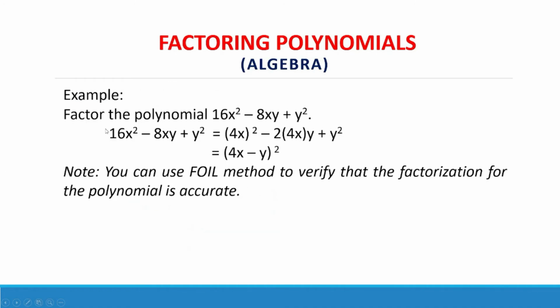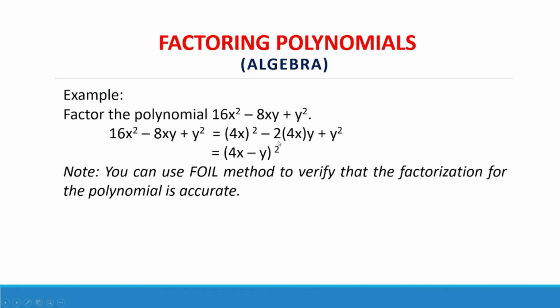So example, factor the polynomial given, 16x squared minus 8xy plus y squared. Identify first the first term, that's 16x squared, and 16 is a perfect square of 4, so 4 times 4 is 16. The first term is 4x squared: 4 times 4, that's 16, x times x, that's x squared. The middle term is 2 times 4x times y. And the last term is y squared.